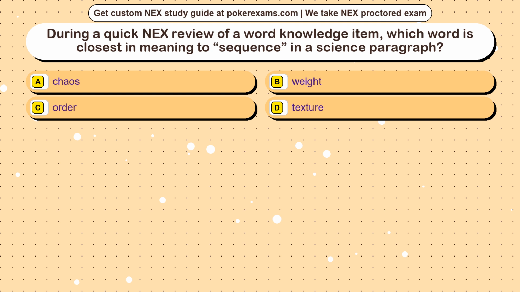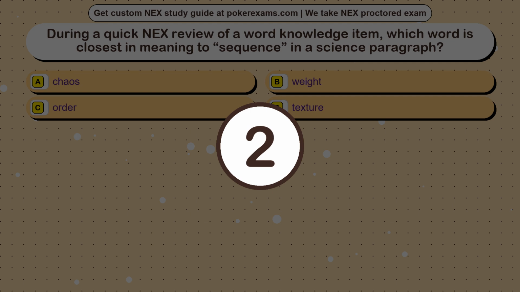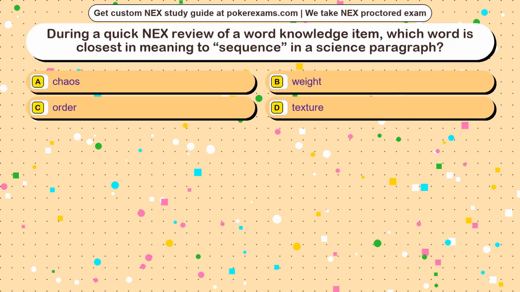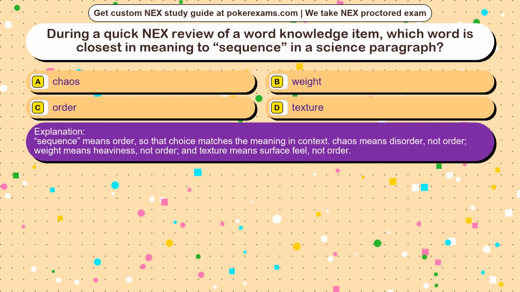Question 2. During a quick next review of a word knowledge item, which word is closest in meaning to sequence in a science paragraph? Option A, chaos. Option B, weight. Option C, order. Option D, texture. The correct answer is option C. Sequence means order, so that choice matches the meaning in context. Chaos means disorder, not order, weight means heaviness, not order, and texture means surface feel, not order.